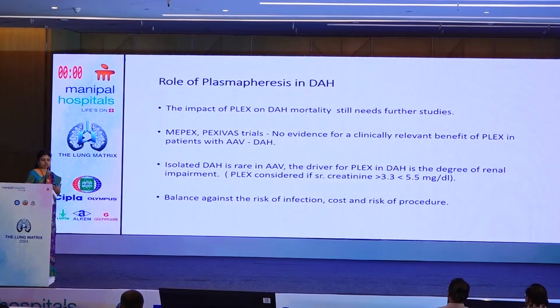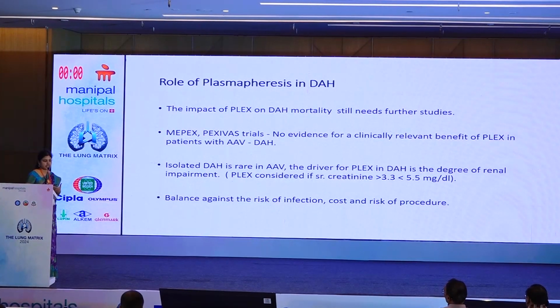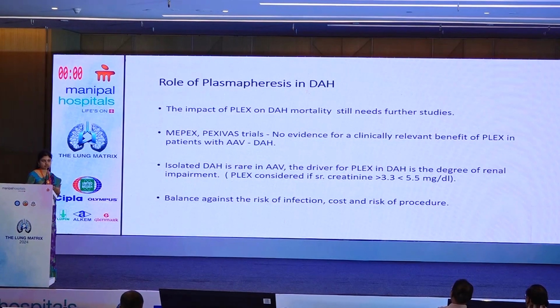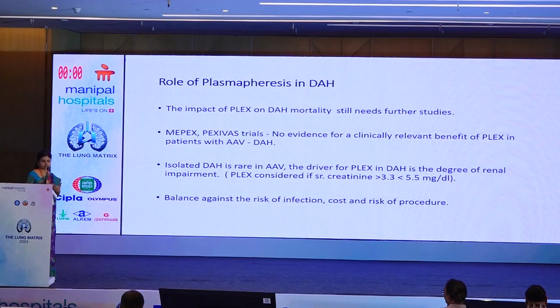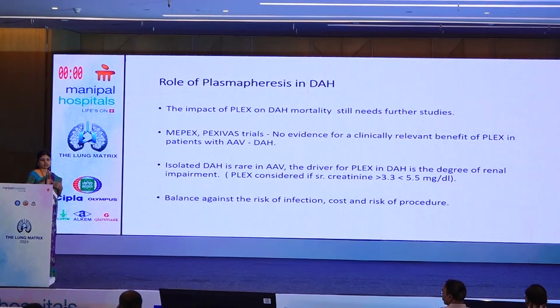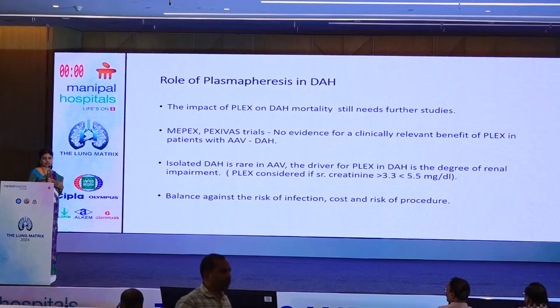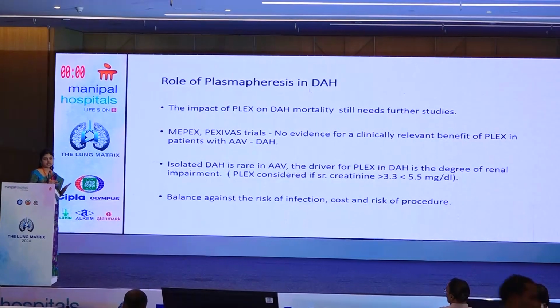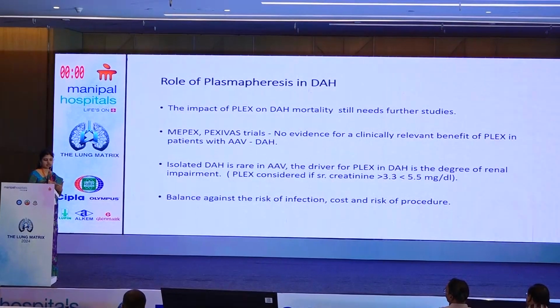So next is the controversial role of plasmapheresis in diffuse alveolar hemorrhage. The impact of plasmapheresis on DAH mortality is still controversial and needs further studies. In the previous trials, that is the MEPEX and PEXIVAS trials, there was no survival benefit of plasmapheresis in patients with AAV with diffuse alveolar hemorrhage. And the main reason or driver for initiating plasmapheresis is underlying renal dysfunction in patients with ANCA vasculitis.